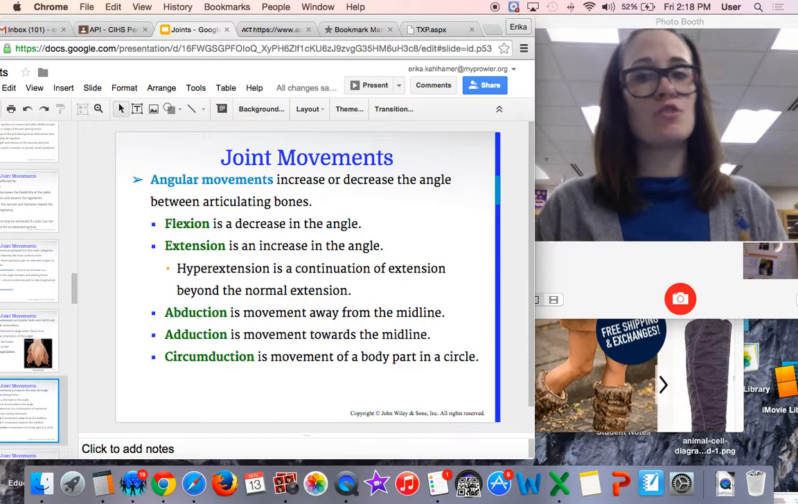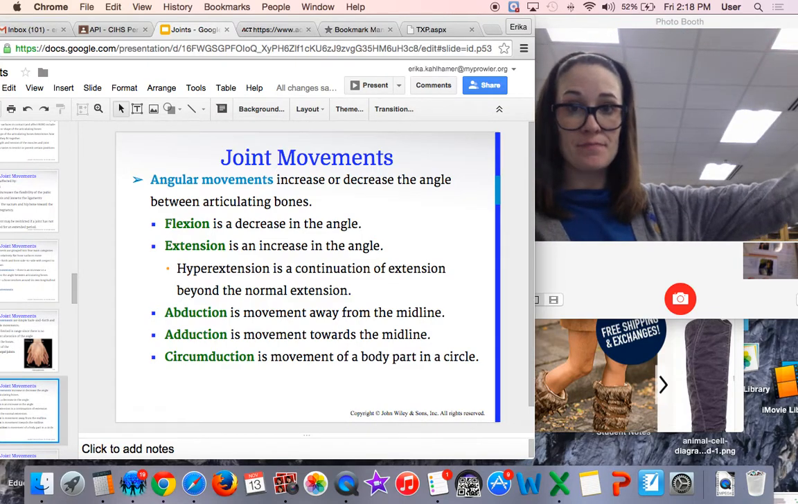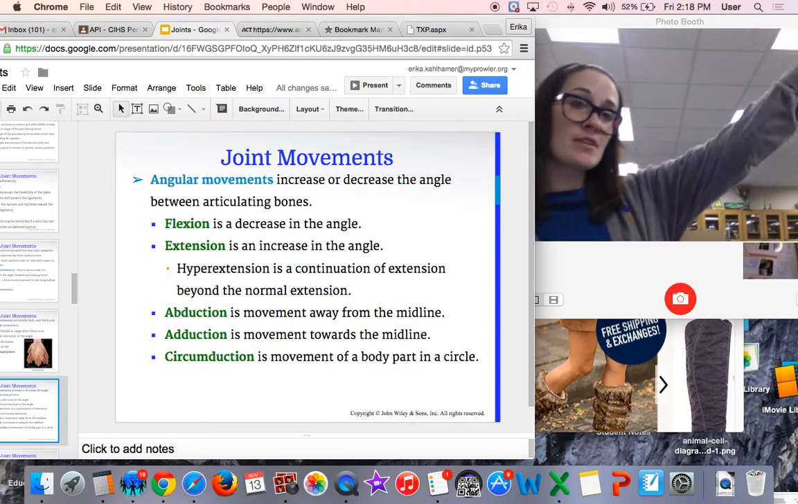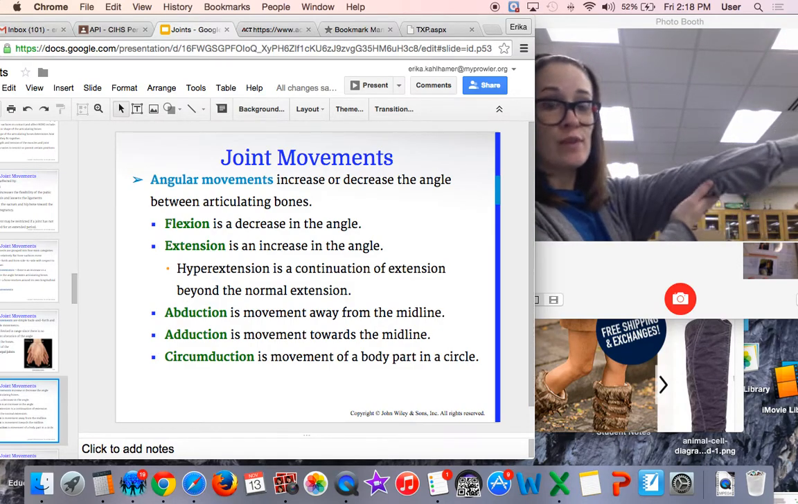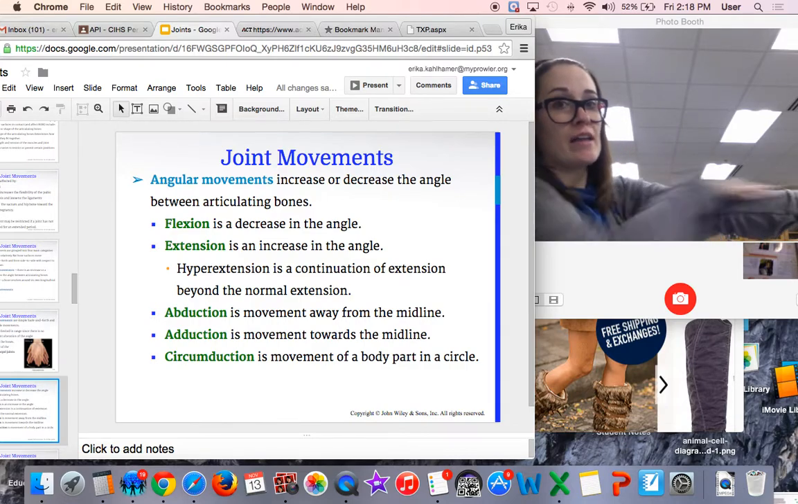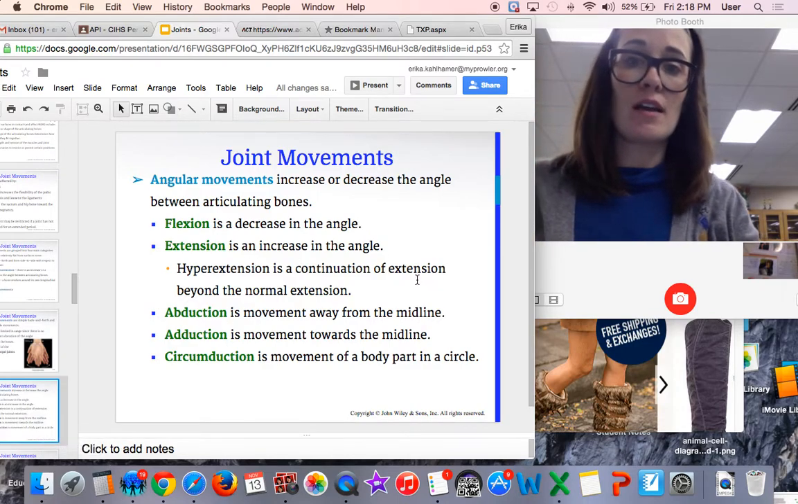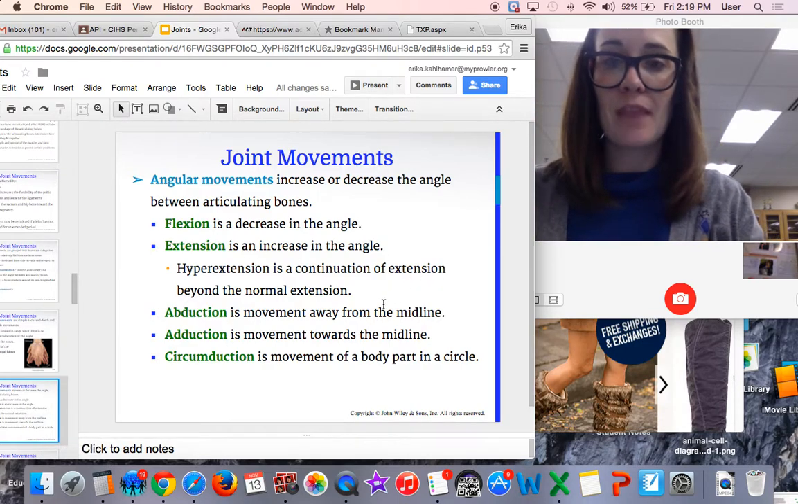Angular movements, I just showed you flexion and extension. Hyperextension, if I could do it, would be bending even past that line that's created in that joint. When you hyperextend a joint, it's an extension beyond normal extension.